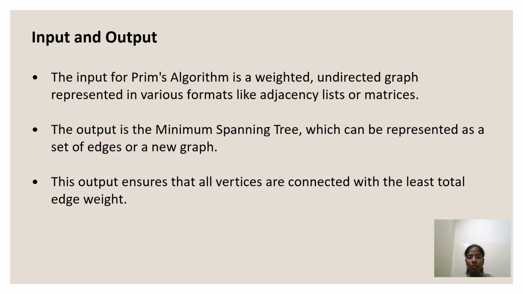The input for Prim's algorithm is a weighted undirected graph represented in various forms like an adjacency list or a matrix. The output is the minimum spanning tree, which can be represented as a set of edges or a new graph. This output ensures that all the vertices are connected with the least total edge weight.